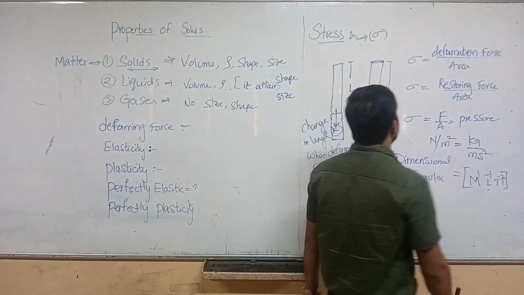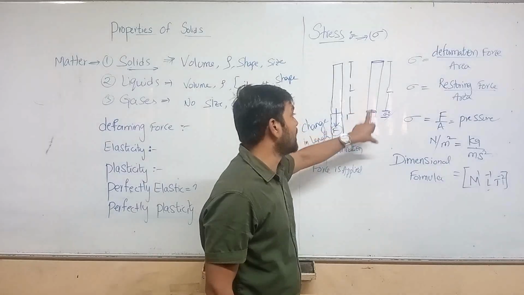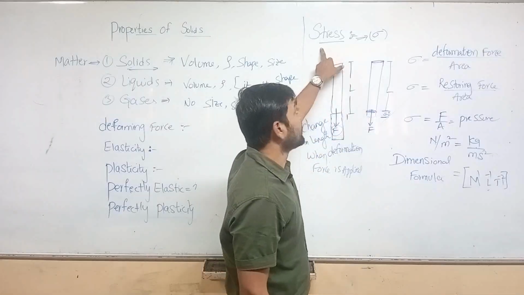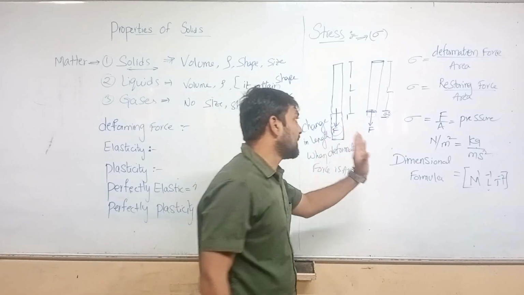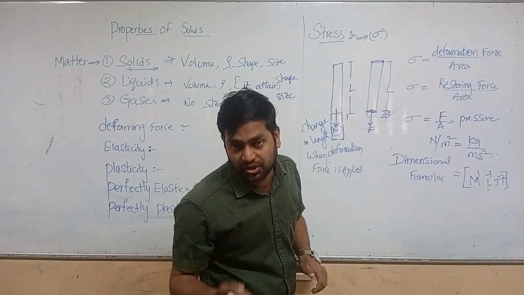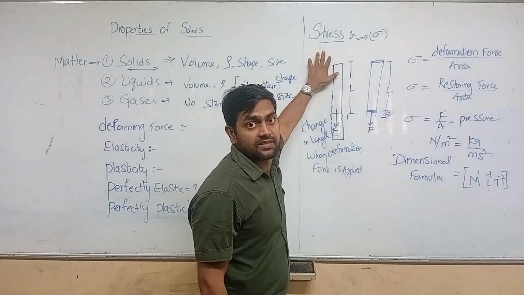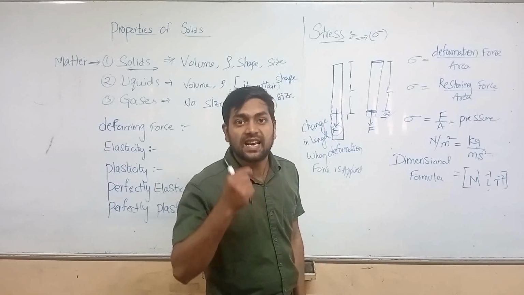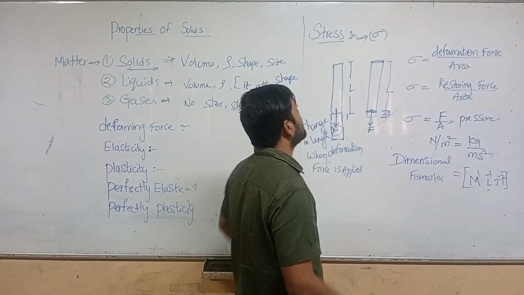So here, stress is what happens when we apply a deforming force: the change in the length takes place per particular unit area. When we apply a deformation force to a particular area, the object is going to change its state of size. The object is going to change in its length when we apply the deformation force. We have three types of stresses.